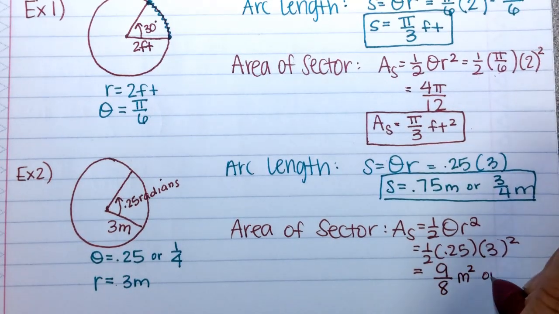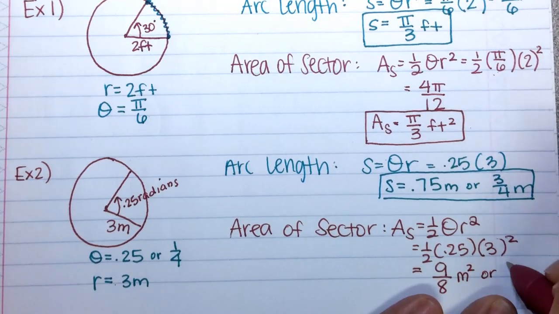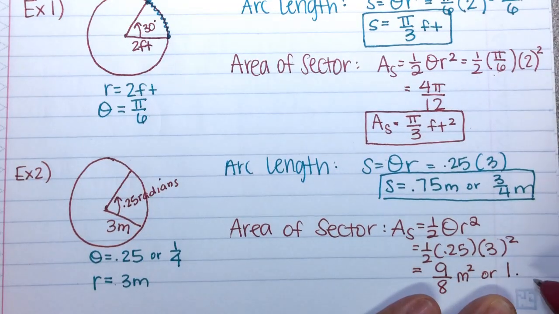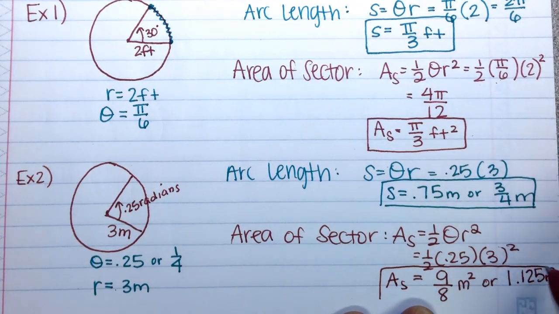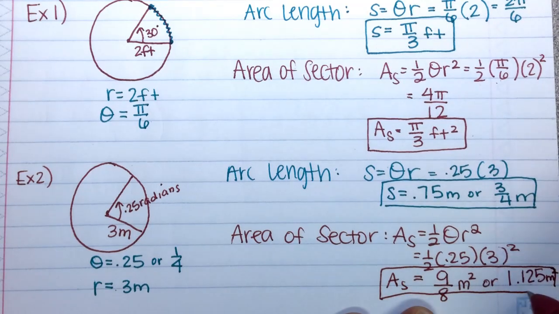Or if you did it in your calculator, what did y'all get? 1.125. Don't forget to make it meters squared. So either one of those is acceptable.